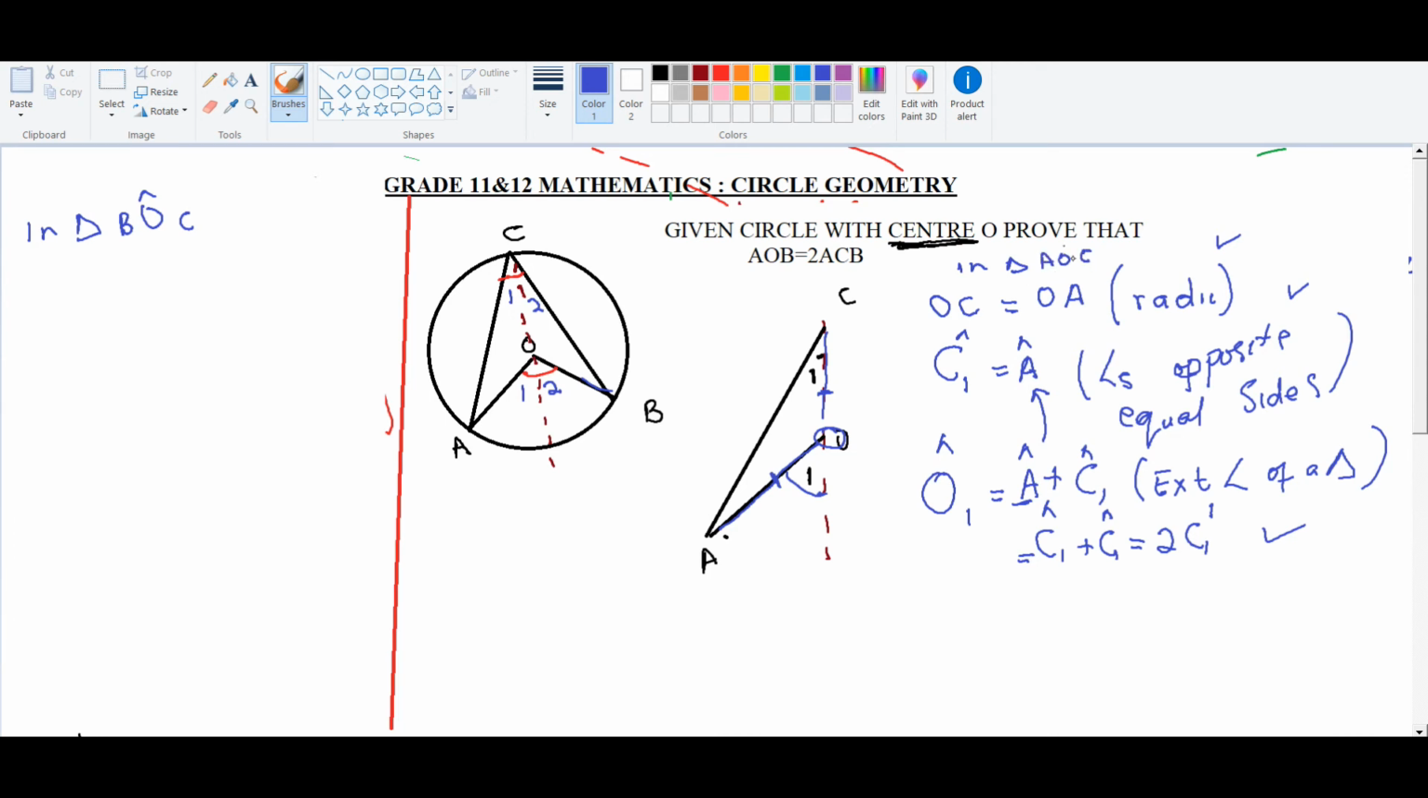AOC, to make sure we differentiate, but I've extracted. So now we focus on the other triangle, the triangle BOC. So this is the triangle that we are talking about, right? This triangle. In that triangle, what is happening?